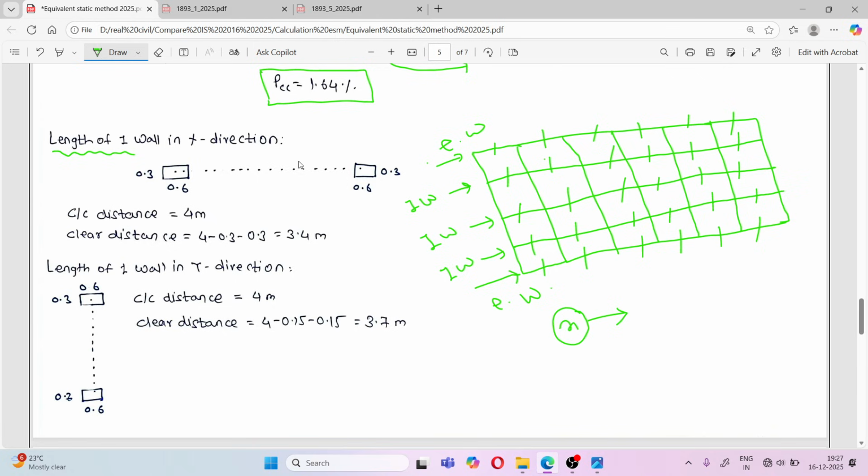So I will just show you in X direction. This is the column orientation. So the columns are placed like this.